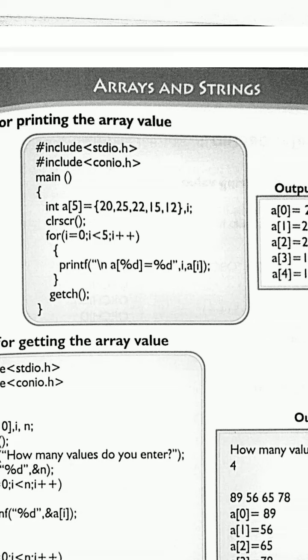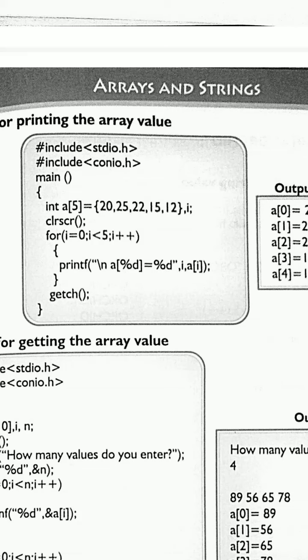So next is clear screen. CLR is clear screen. This will erase all the previous outputs from the screen. So next is the for loop. For loop i is equal to 0, i is less than 5, and i plus plus. So i is equal to 0 is the initial value, and i is less than 5 is the condition here.